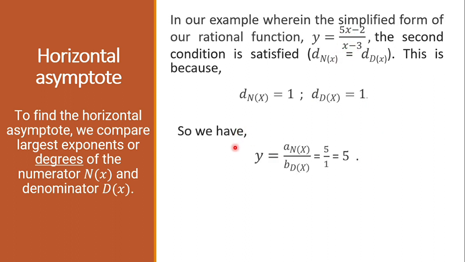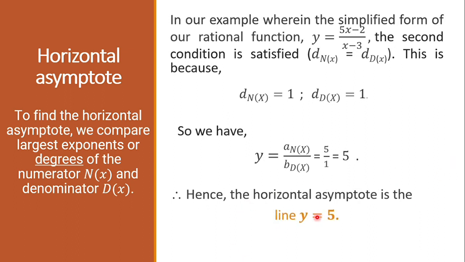It follows that we can use this formula here y equals to a sub n of x over b sub d of x. So again, a is the coefficient of the term that has the largest exponent in your numerator's expression, which here in this case we have 5. Now b again refers to the coefficient of the term with the highest or the largest value of exponent in your denominator. In this case here, we have the coefficient 1 paired with your x term. So you have 5 over 1, which is equal to 5. Thus, we can say here that the horizontal asymptote of our rational function is equal to the line y equals to 5.